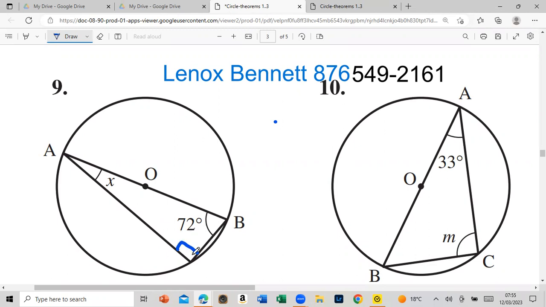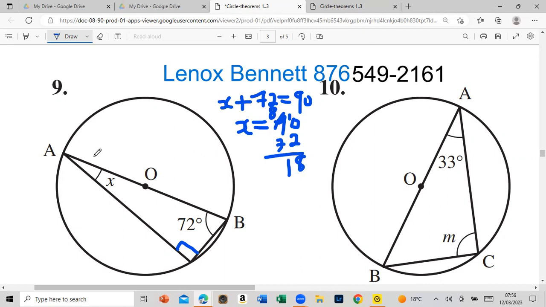So if this is 90, it would have meant that when we add x plus 72, that would also equal to 90, because the total for any triangle must be 180. So we can just simply say x plus this must equal to 90. So we can basically transpose and subtract 72 from 90, and that will be our answer. So the value of x would be 18 degrees.